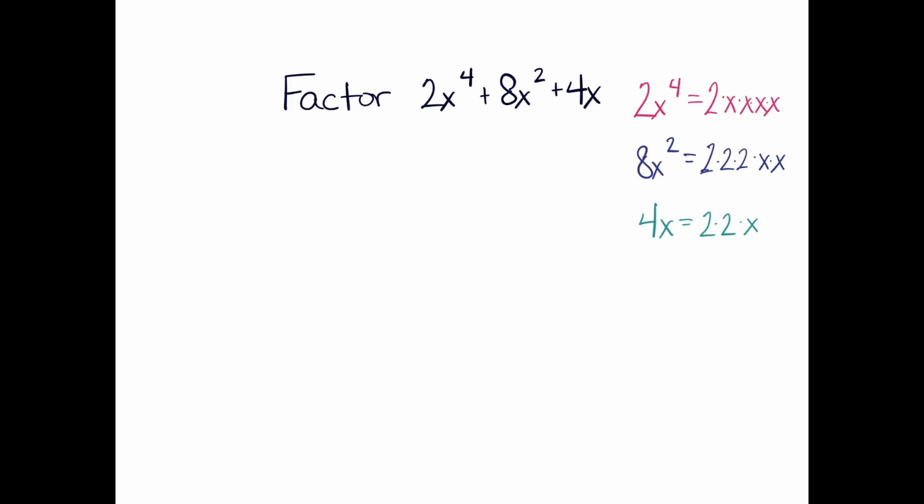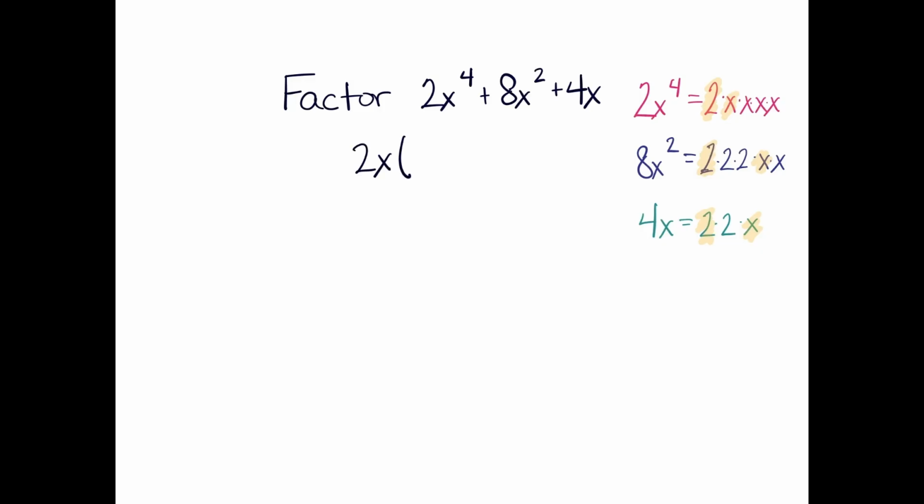We've got factors, which is what we've found for each term. Common factors, in this case, common means shared, factors that they have in common. So they have in common a 2. Two of them have a second 2, but the first one doesn't. So they don't have that second 2 in common, but they do all have an x in common. So their common factor here is 2 times x.